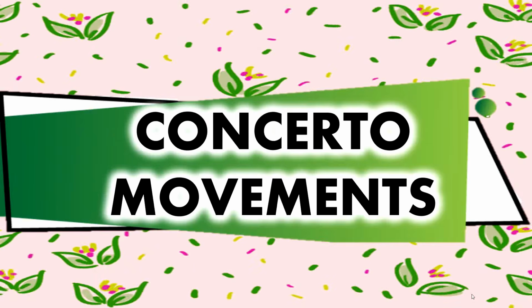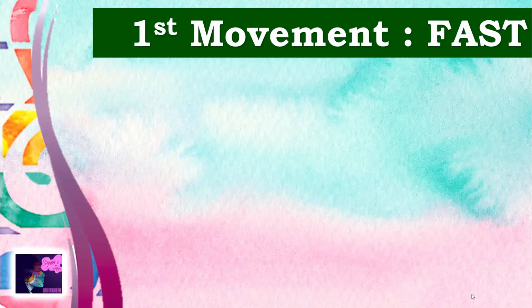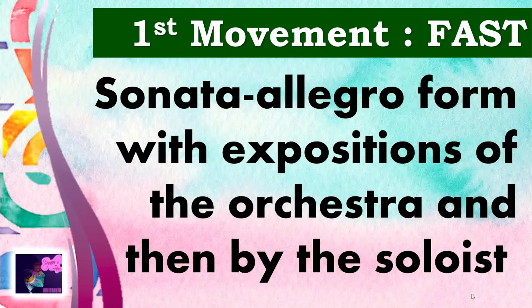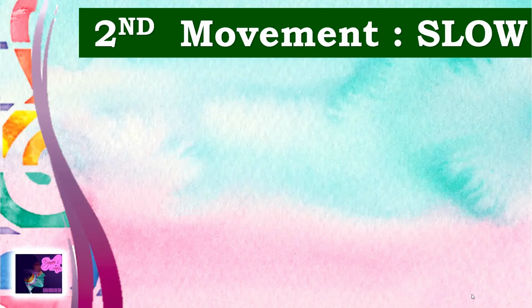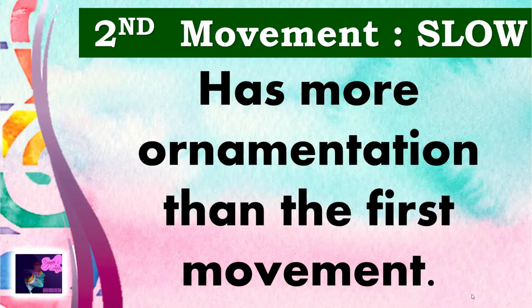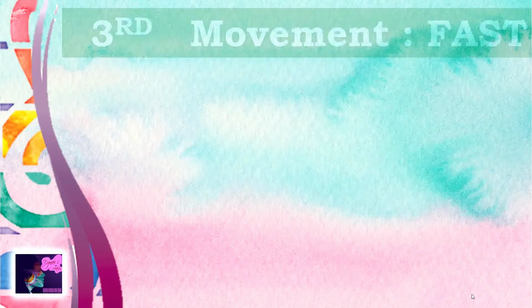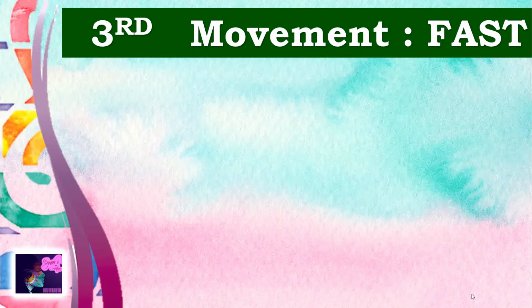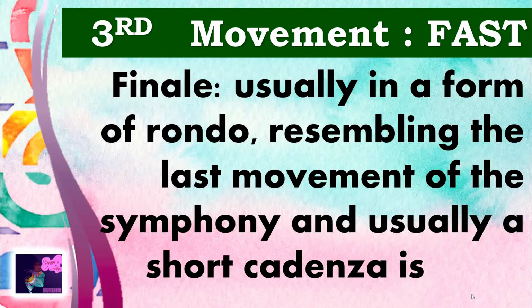We also have the concerto movements. The first movement is fast, Sonata-allegro form with expositions of the orchestra and then by the soloist. The second movement is slow, has more ornamentation than the first movement. The third movement is fast again, finale, usually in a form of rondo, resembling the last movement of the symphony, and usually a short cadenza is used.